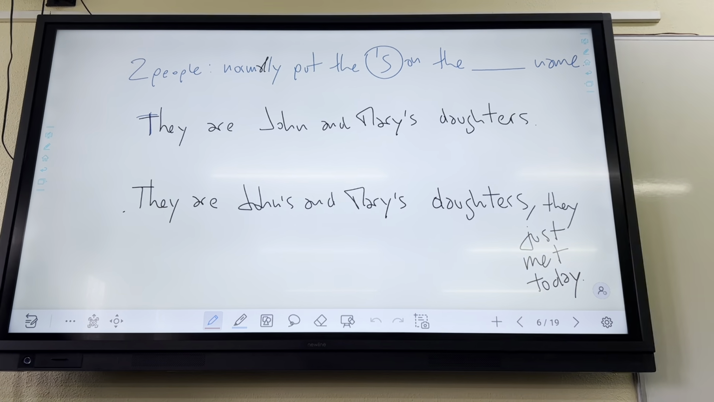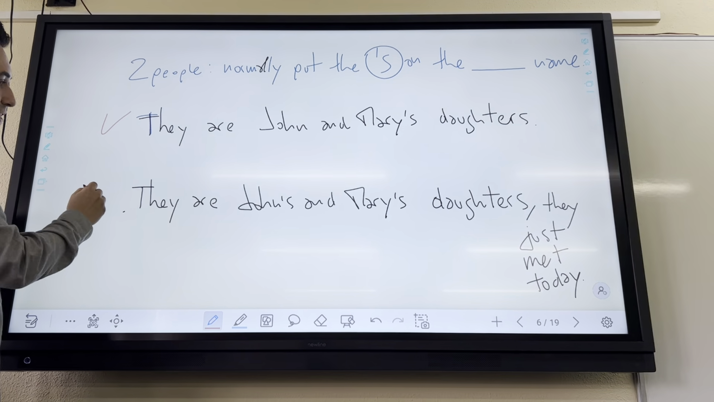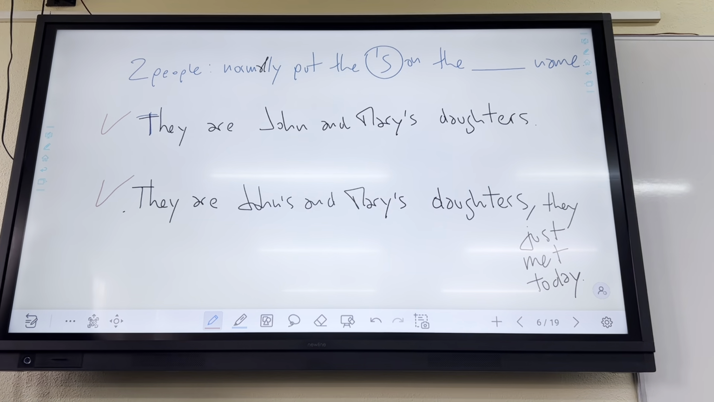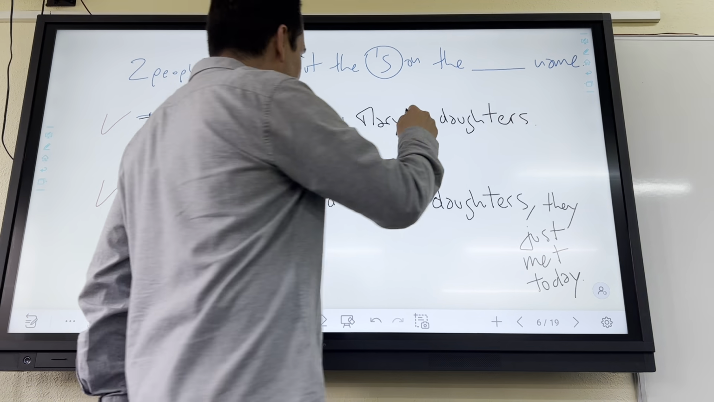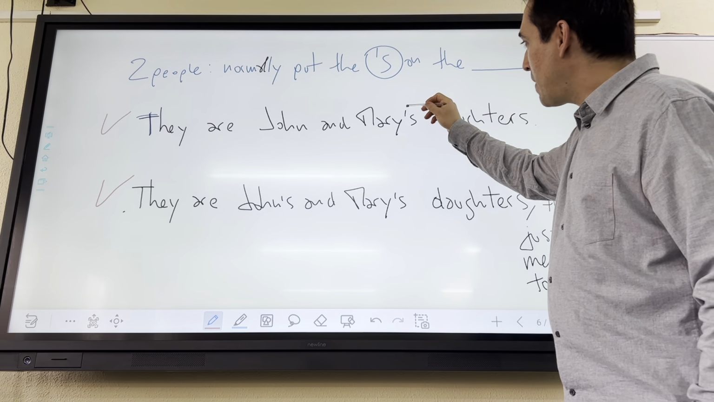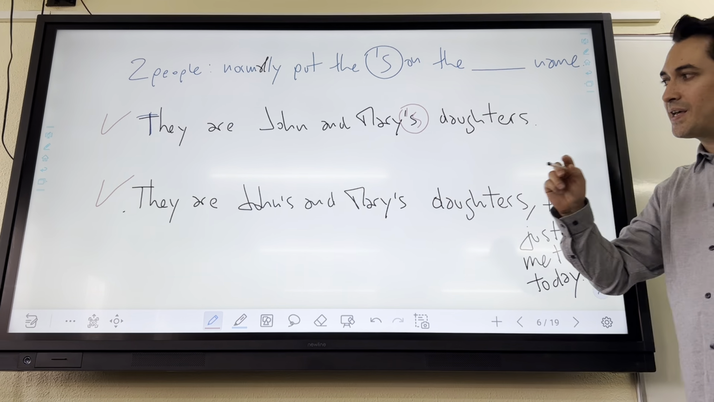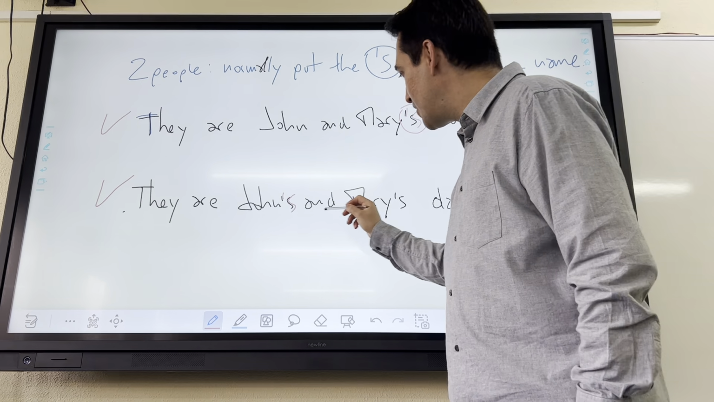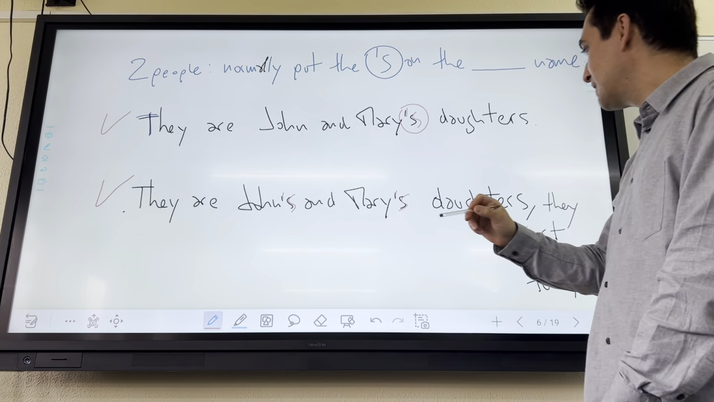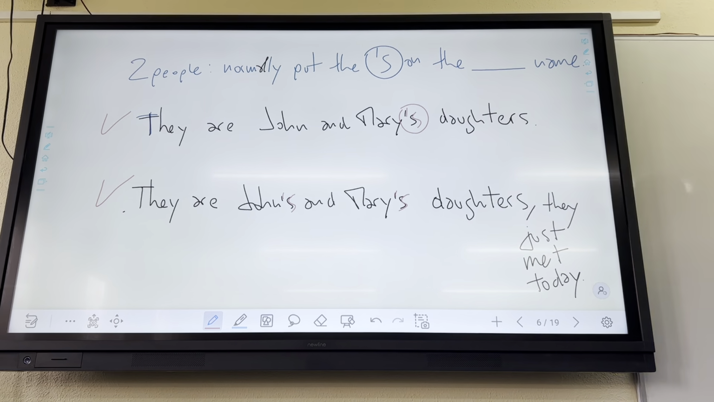Two people normally put the S on the name. Okay, have a look at this sentence. This sentence is correct, and this sentence is also correct. What is the difference here? Look, the difference is that here, they're John and Mary's. You have one Saxon genitive there, and they are John's and Mary's daughters. Both of them are correct. However, there is a difference. Can you interpret the difference?